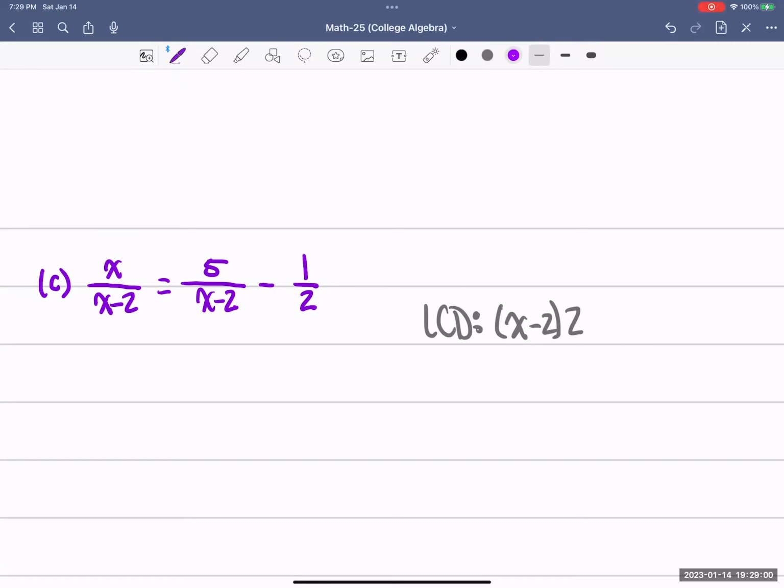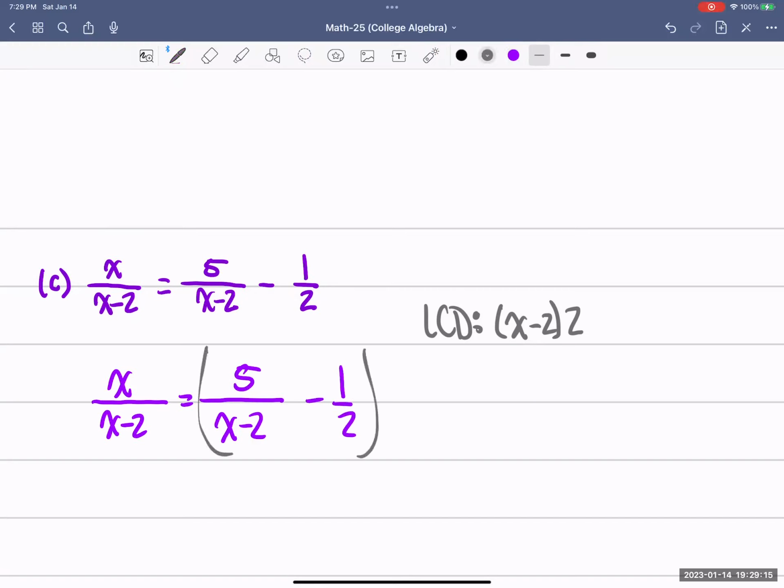So start by rewriting the equation. And we multiply by the LCD, which in this case, x minus 2 times 2. Same thing over here, x minus 2 times 2. So over here on the left side, x minus 2 divides out with x minus 2. And we're left with 2 times x. So 2x. And that's it for the left side.